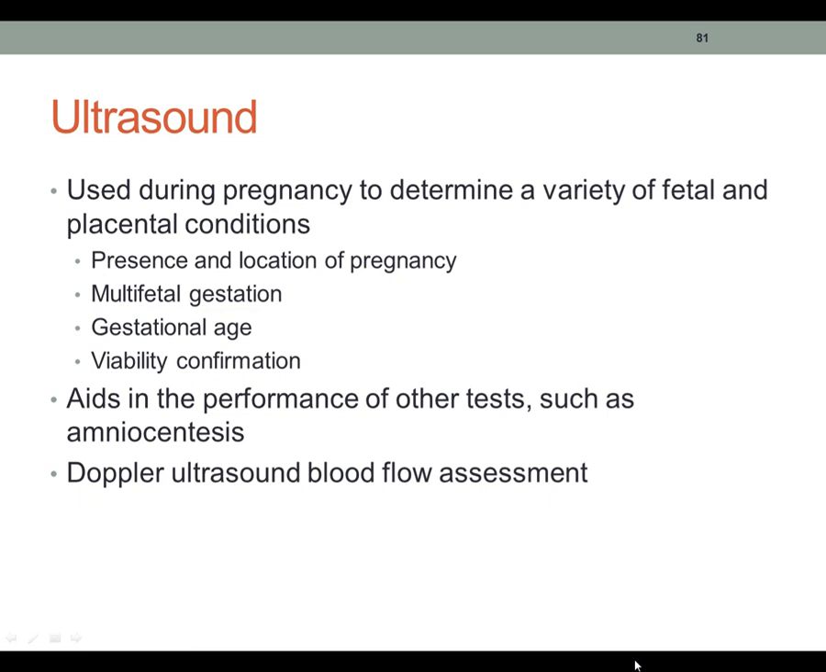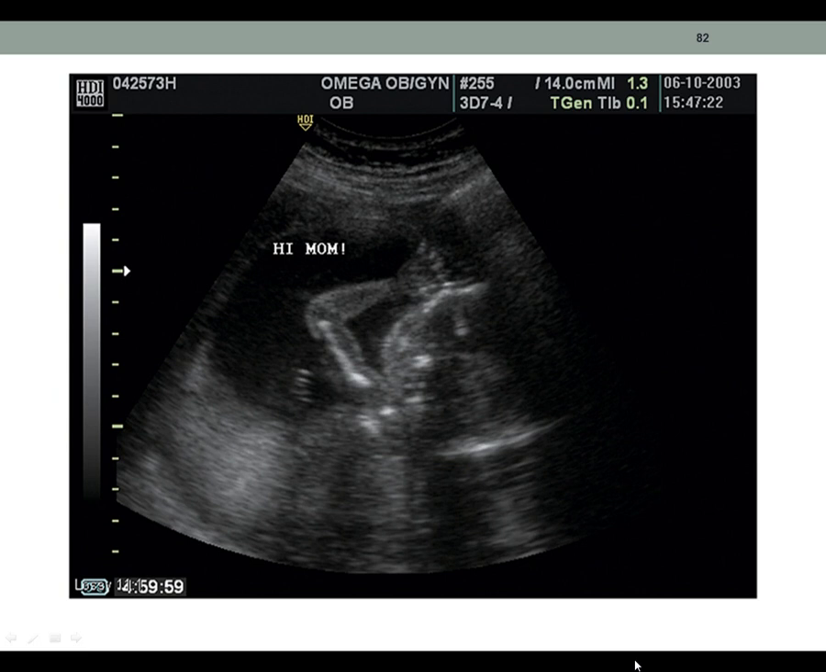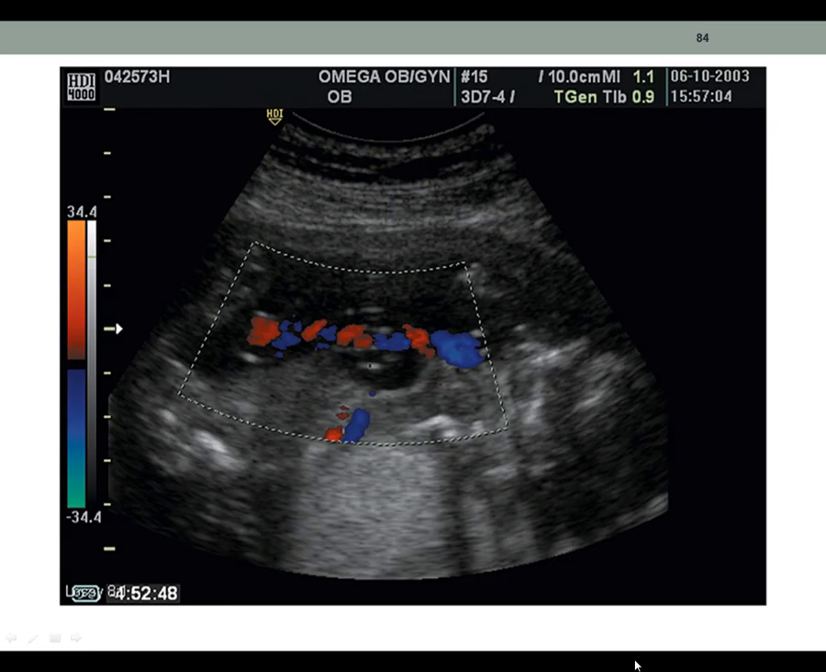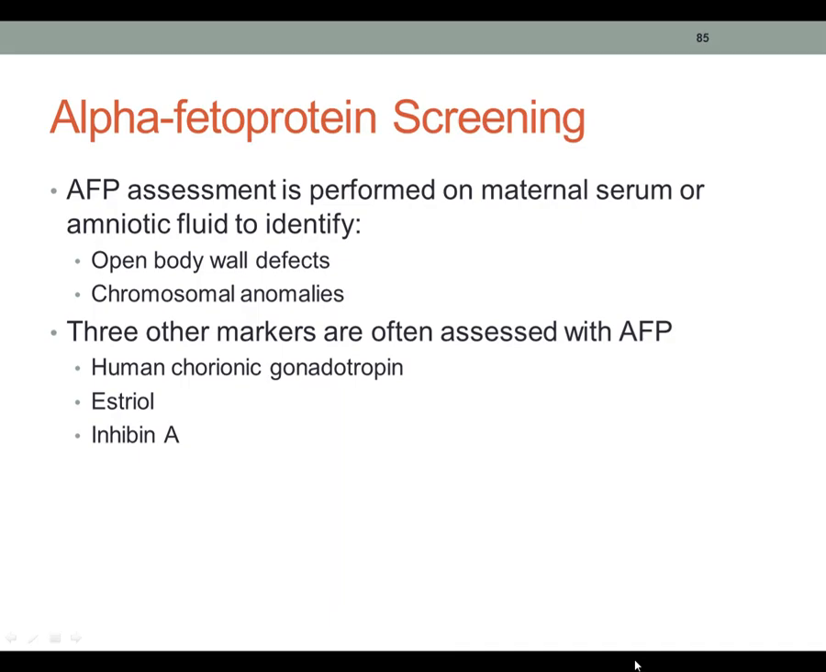So ultrasound is really used to aid in the performance of other tests. And then we talked a little bit about Doppler ultrasound, and that's just to assess blood flow through the umbilical artery. And this is just an example of ultrasound. This is the 3D ultrasound. These are all in your book, so if you want to go back and look at these.